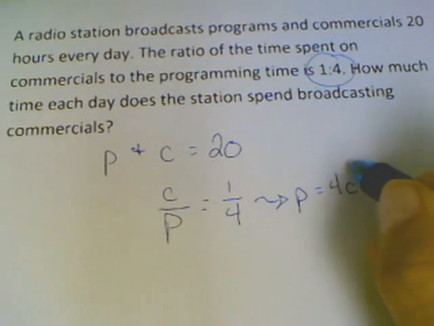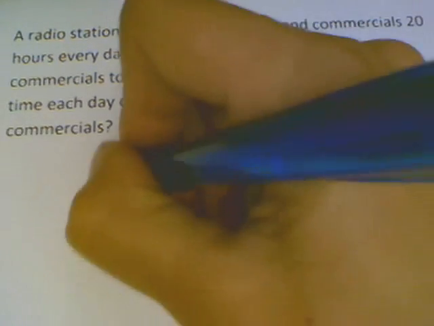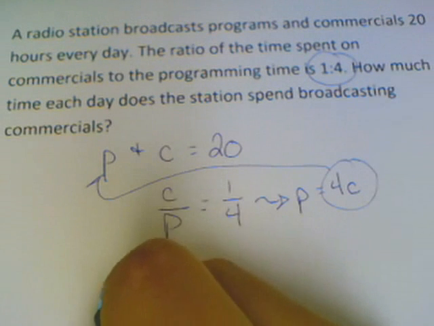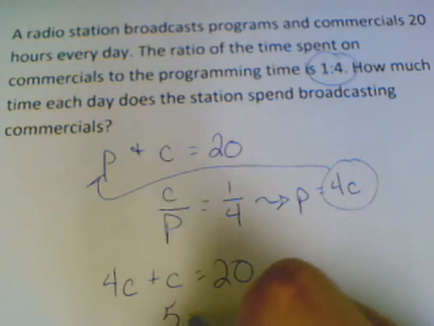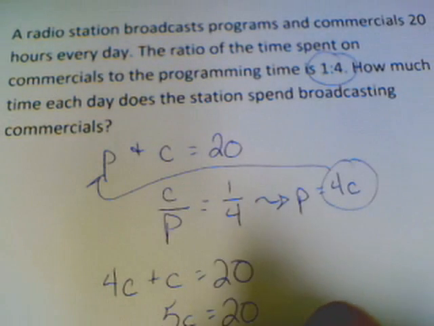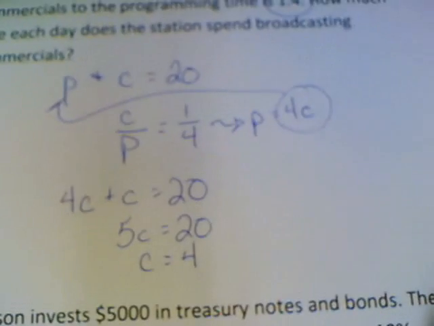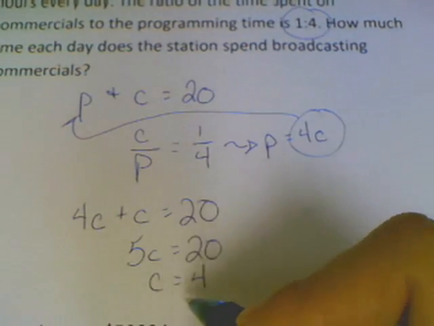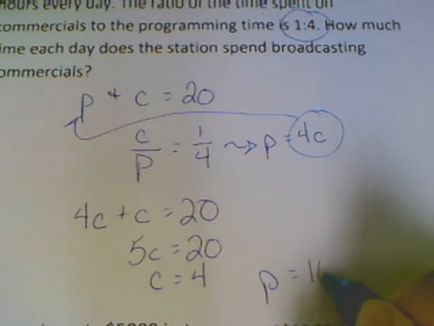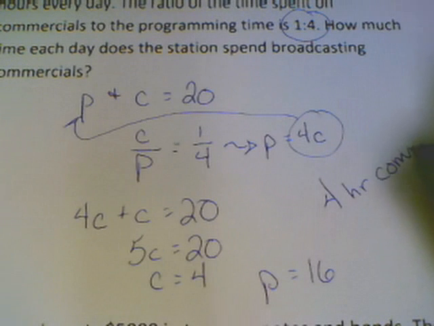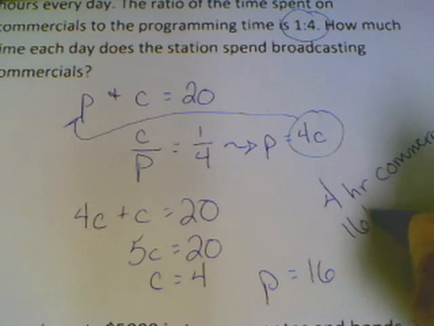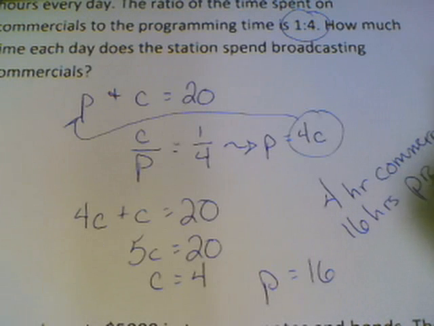I'm going to solve this using substitution. I'm going to take 4C and put it in for that P. So 4C plus C equals 20. 5C is 20, so C must be 4. If C is 4, that means P needs to be 16. So it's 4 hours for commercials, and 16 hours for programming.